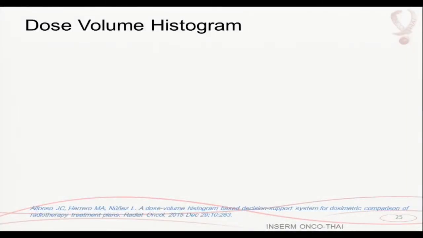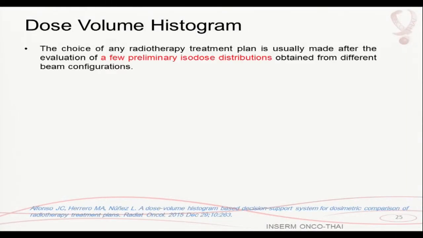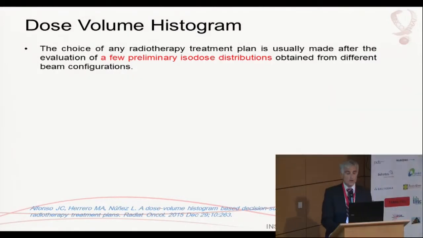And the radiation oncologists, when they want to determine the dose, when they want to know what they are doing, use the dose volume histogram. So the choice of any radiotherapy treatment plan is usually made after the evaluation of a few preliminary isodose distributions obtained from different beam configurations. In our case, it will be from different light configurations or fiber configurations.